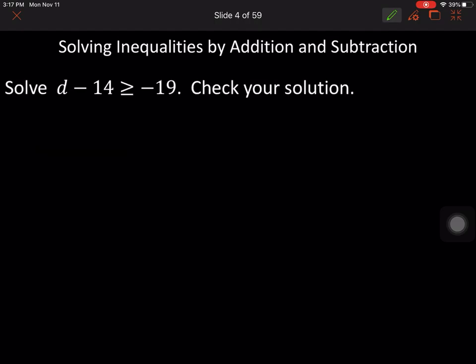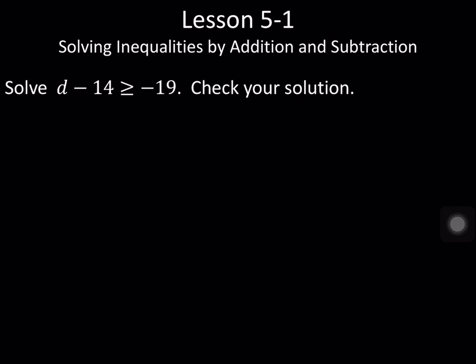All right, so this one is yours. Solve for D, and then remember that you can check your solution. So adding 14 to both sides, you should get D greater than or equal to negative 5.